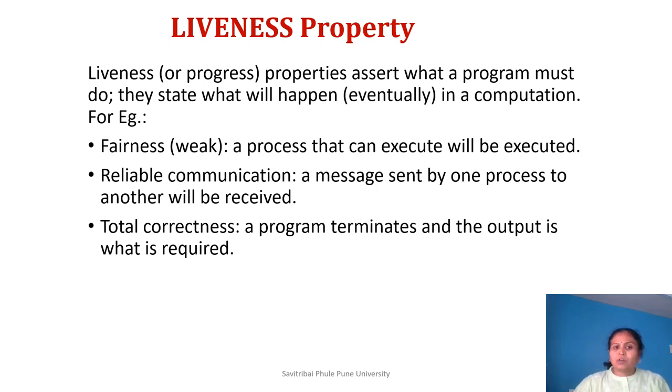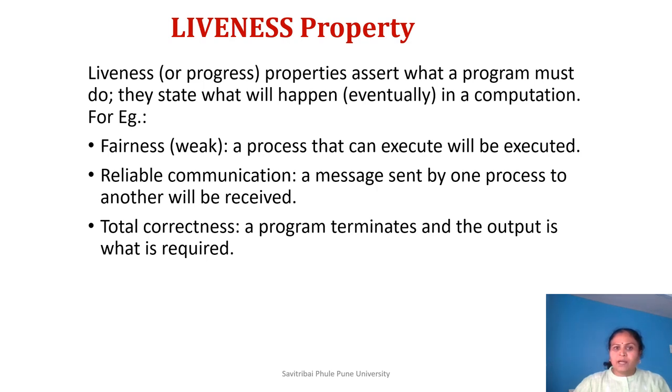The second property is the liveness property. Liveness, also called progress, asserts what a program must do. They state what will happen eventually in a computation. For example, fairness: a process that can execute will be executed. Reliable communication: a message sent by one process to another will be received. Total correctness: a program terminates and the output is what is required.